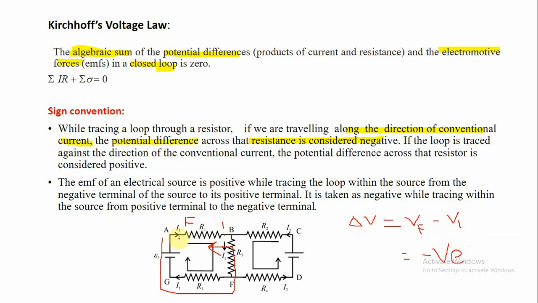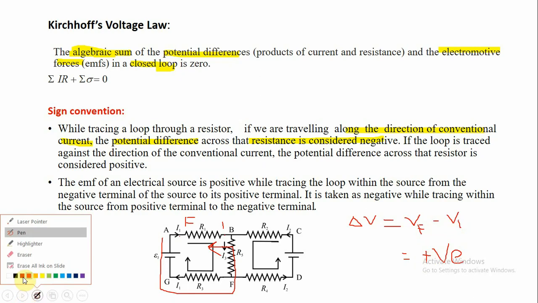Current has not changed this direction. I am changing my direction. So now I am traveling in the direction opposite to direction of current, and current is flowing in the same direction. So it is flowing from high potential to low potential only. So now V final, my final position is at high potential. My initial position was at low potential. So when I subtract low potential from high potential, it will be positive.